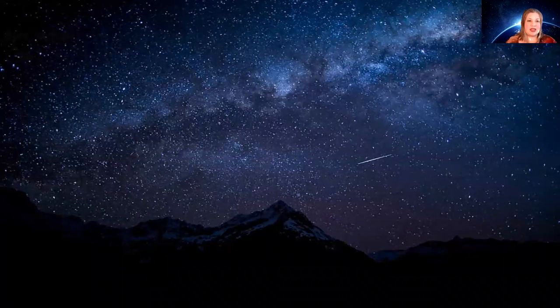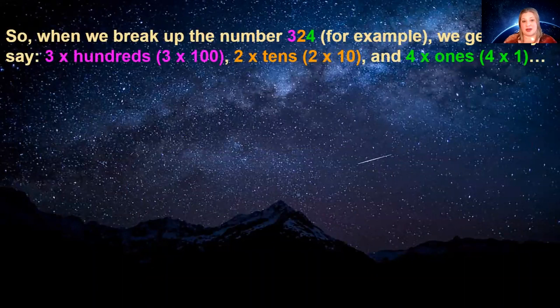So when we break up numbers like 324, for example, we would say the 3 is in the hundreds place, or we could say we have 3 hundreds or 3 times 100. 2 is in the tens place, so we have 2 tens or 20. And 4 is in the ones place, so we have 4 times 1, which is 4 singles.